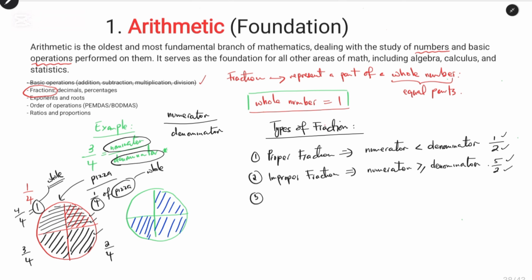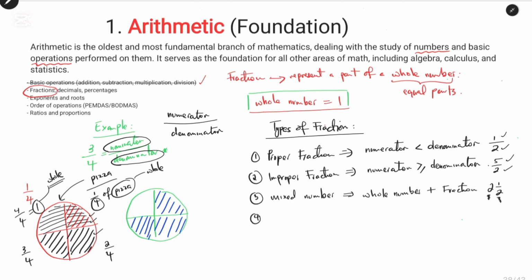And thirdly, we have the mixed number. So a fraction can be a mixed number. That means a whole number plus a fraction. In that case, we can say 2 and a half. So 2 is a whole number and 1 on 2 is a fraction.